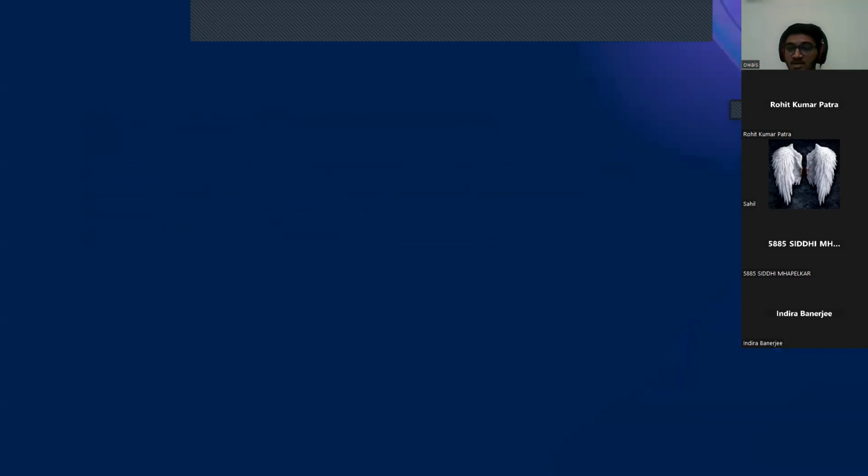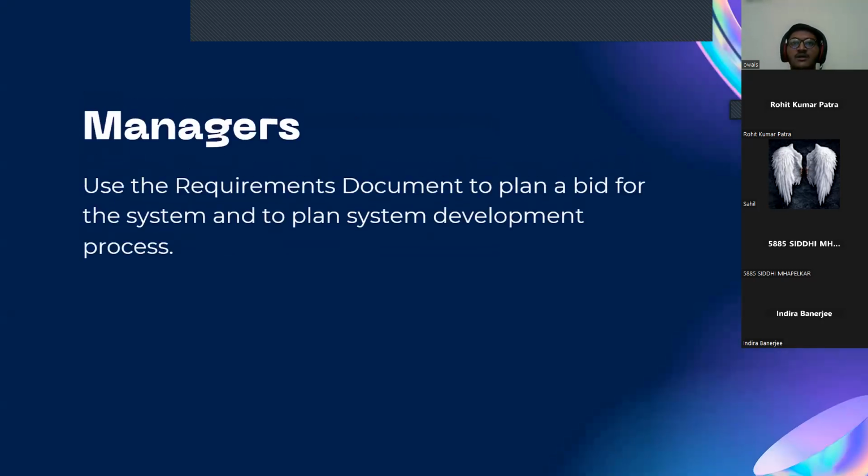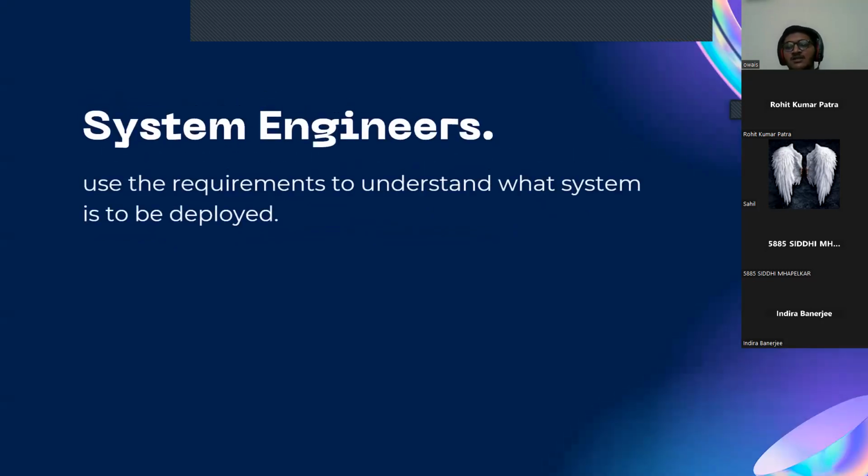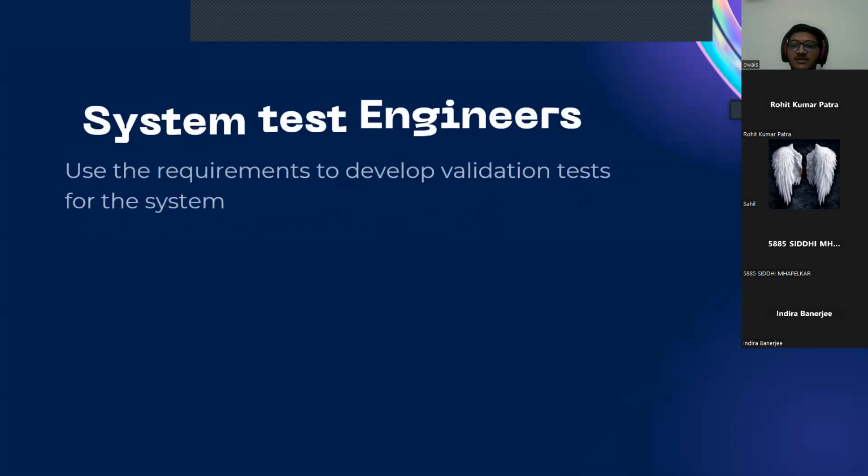Then we have managers. Managers check the SRS and develop a system. According to that system, they plan how the software will be made, what time they will make it, which shift who will take, and that's all. Then we have system engineers. System engineers are the developers who will be making the SRS or making the software from the SRS.